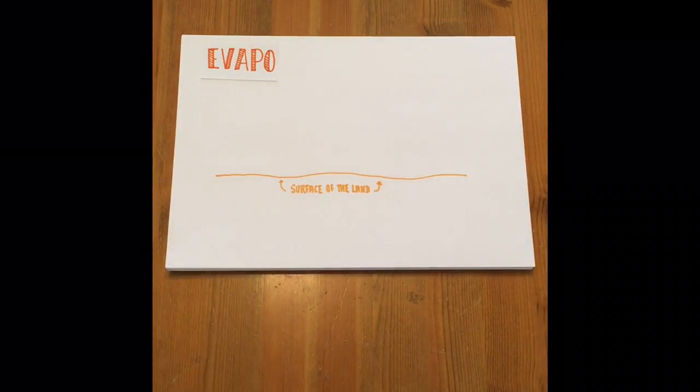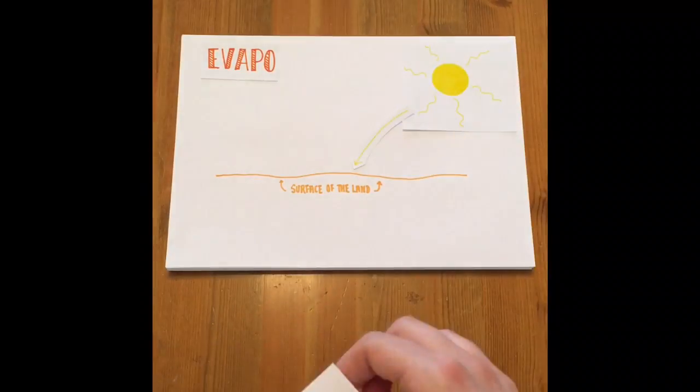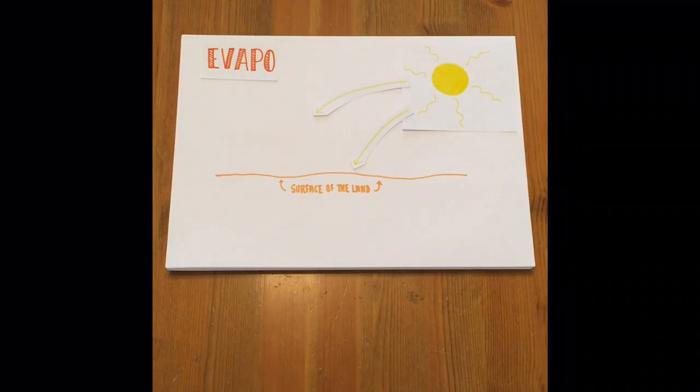Anyway, let's look at the evapo part. Evaporation happens when solar radiation from the sun heats up all the water particles on the land's surface.